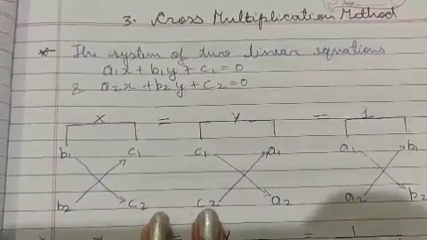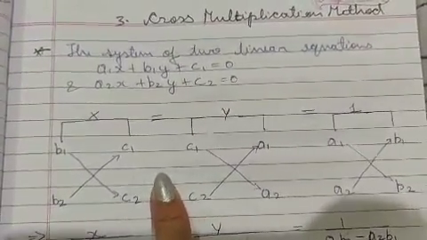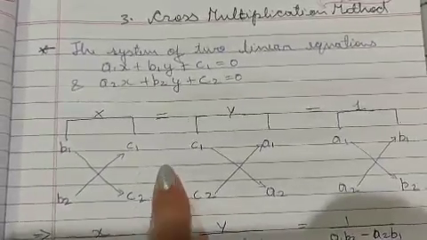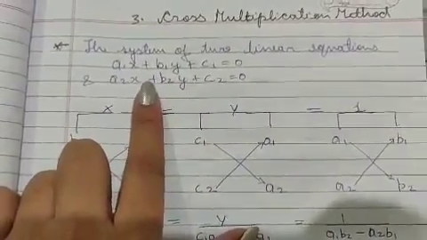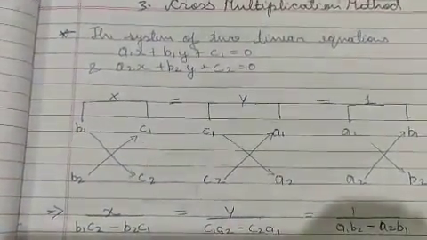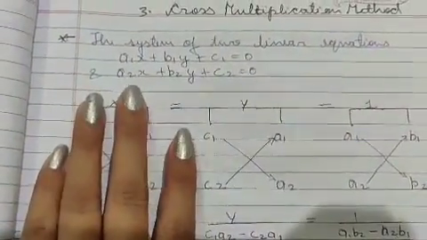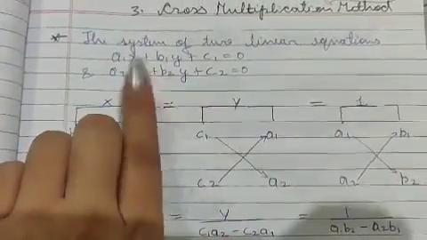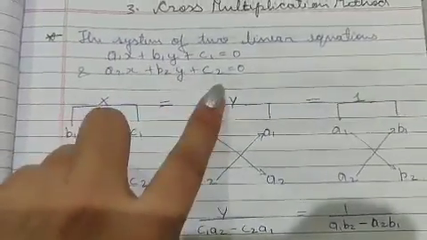Hello everyone. In this video we will study the third algebraic method to find the solution of a pair of linear equations in two variables, which is the cross multiplication method. In previous videos we have learned the substitution method and the elimination method to find the solution of a pair of linear equations. Now in this video we'll study how to find the solution of a system of two linear equations whose standard forms are these.